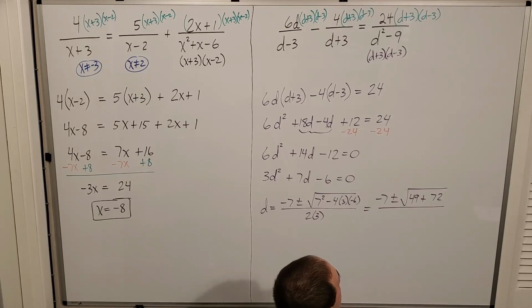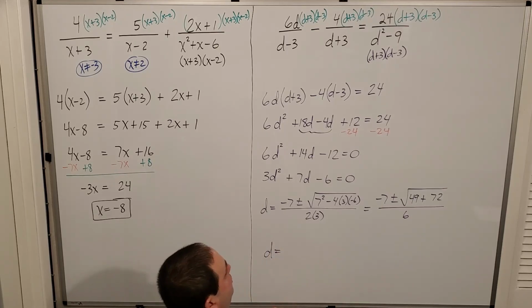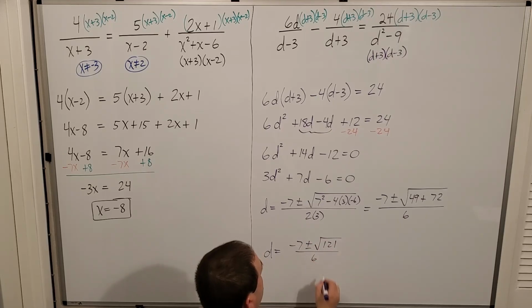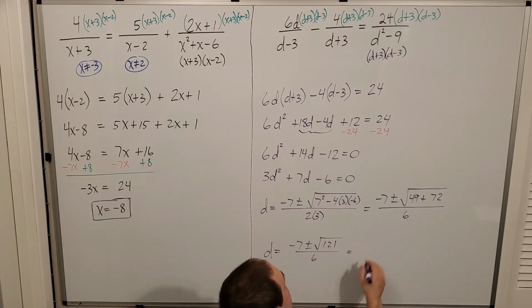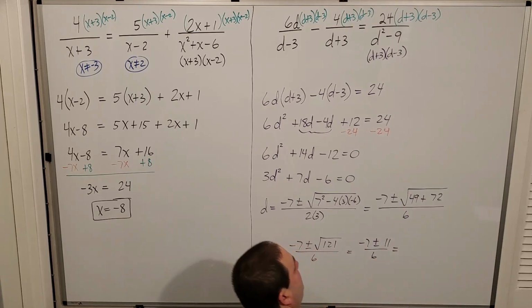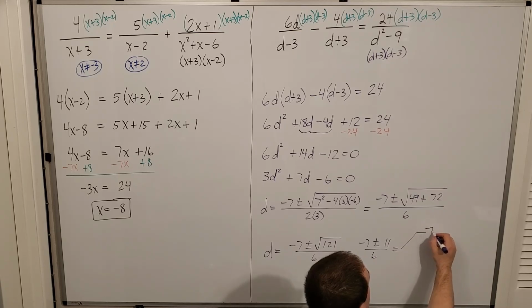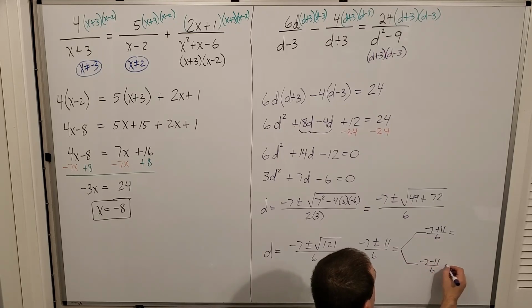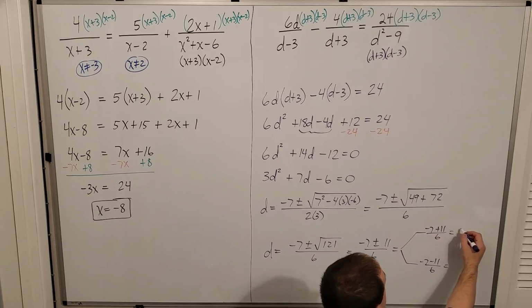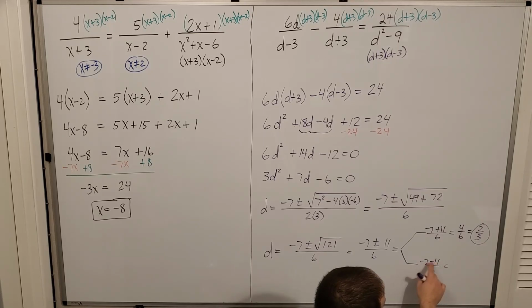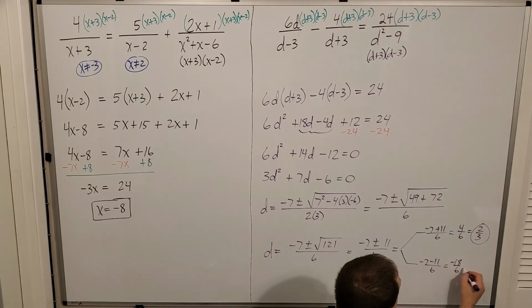Alrighty. Over 6. So I get that d is equal to negative 7 plus or minus the square root of 121, all over 6. And we can do the square root of 121. So negative 7 plus or minus 11 over 6, which then I can do negative 7 plus 11 over 6 and negative 7 minus 11 over 6. That gives me 4 over 6, which is 2/3. And I get negative 18 over 6, which is negative 3.